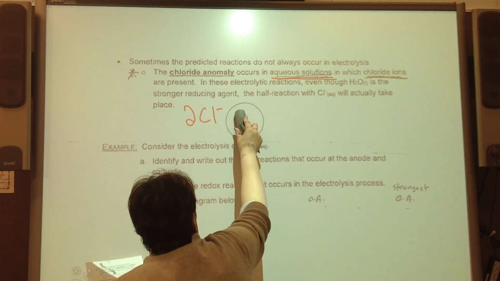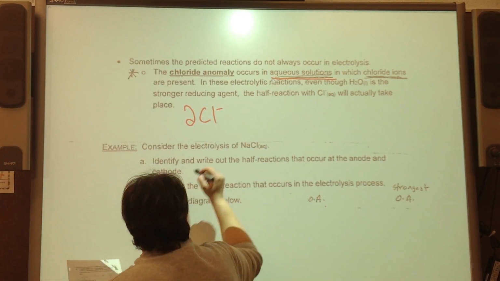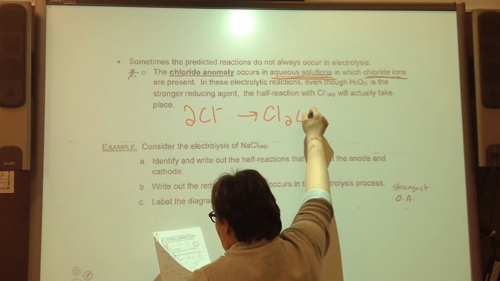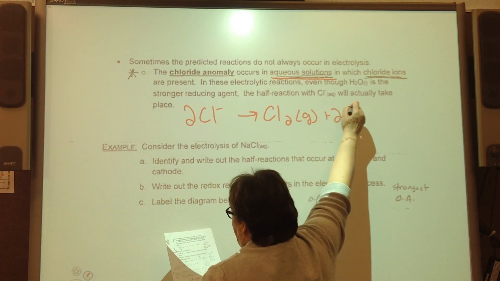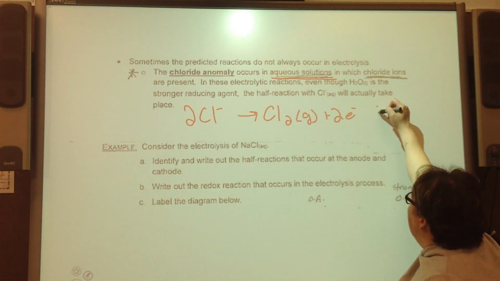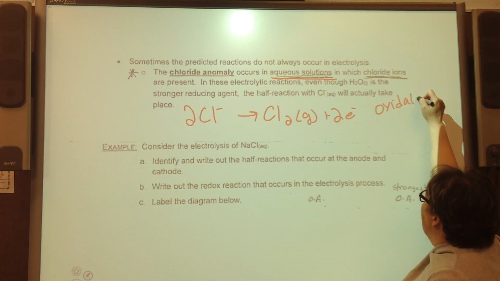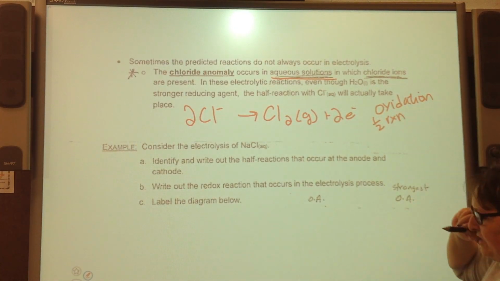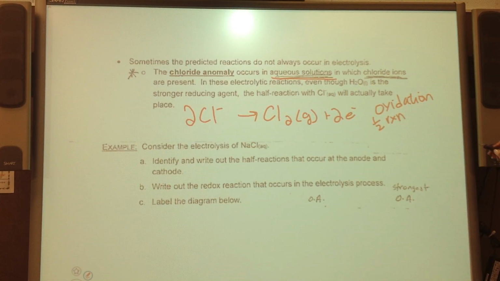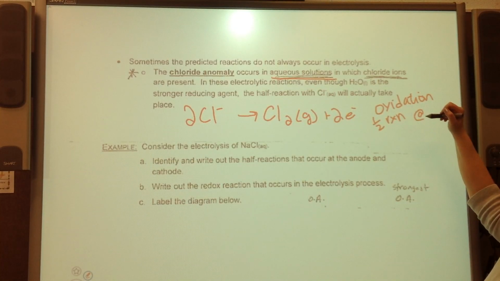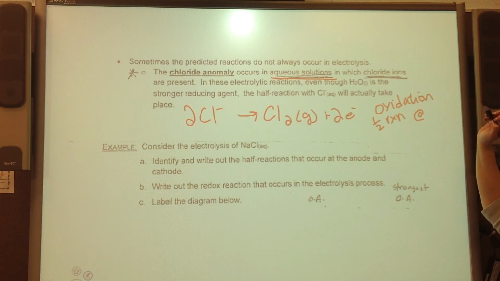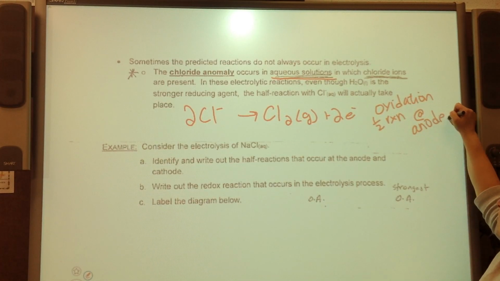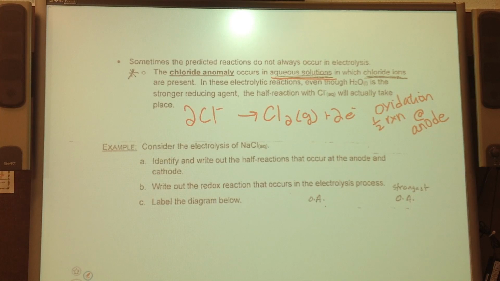Oops, it's not plus. Okay, so this is going to be your oxidation half reaction. Oxidation occurs at which electrode? The anode.